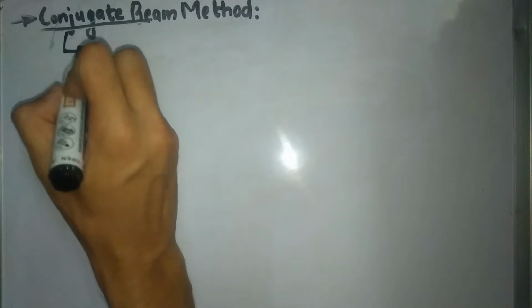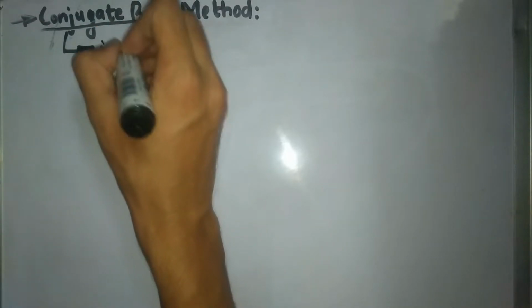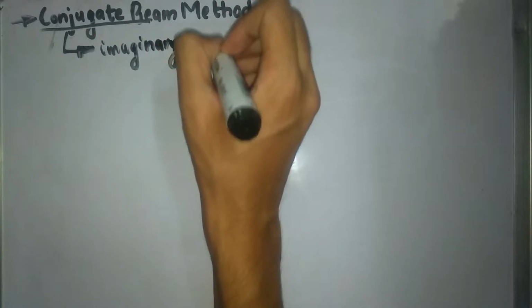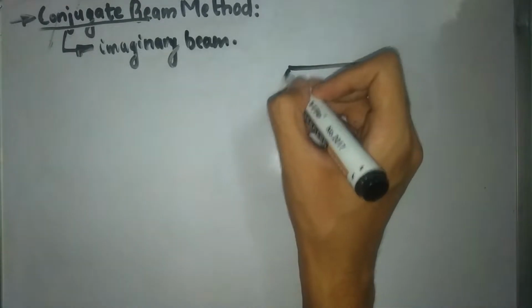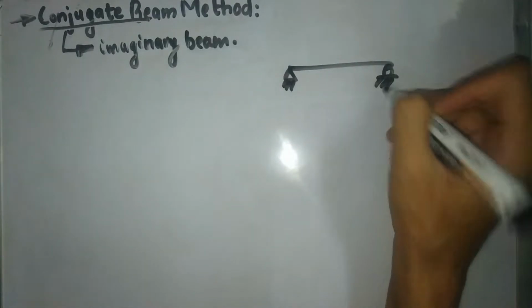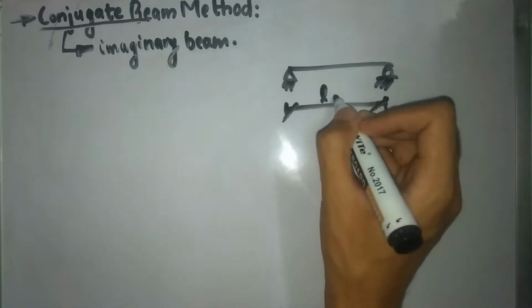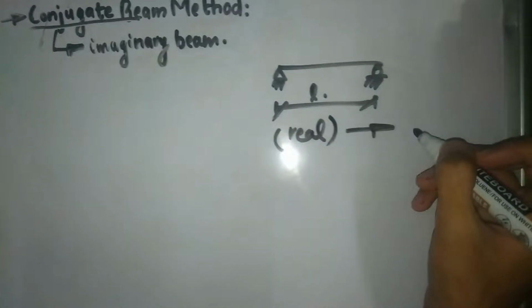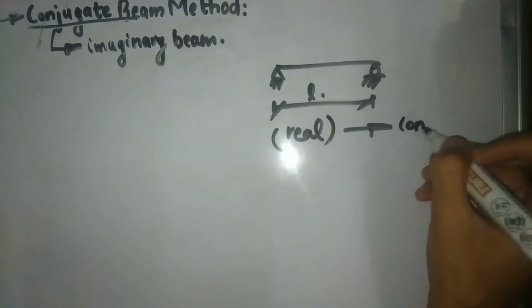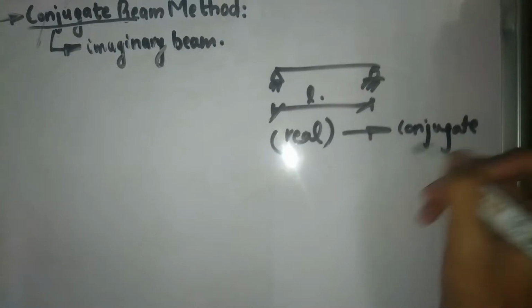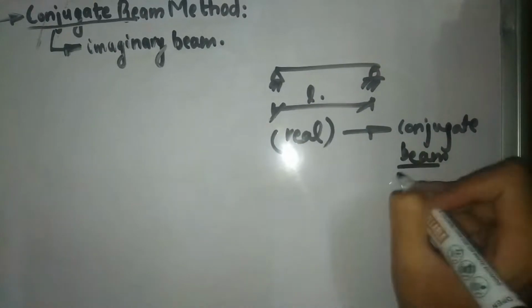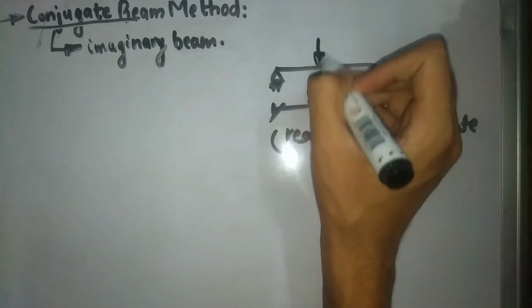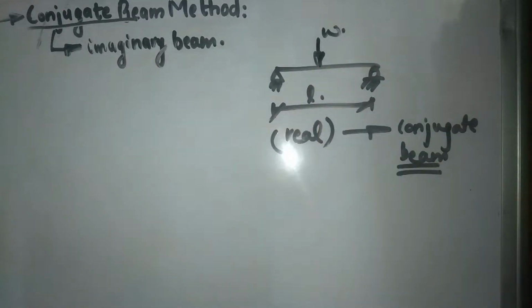So firstly, let us talk about the word conjugate. Here the word conjugate simply means imaginary beam. So what we're going to do in conjugate beam method is we're going to replace our original beam. So let's say we have a simply supported beam acting over a span of length L. This is our real beam. In conjugate beam method, this real beam is going to be replaced by another conjugate beam, and from this conjugate beam we are going to calculate our slope and deflection for our real beam. So let me add a load W. We have a point load W acting in the middle.